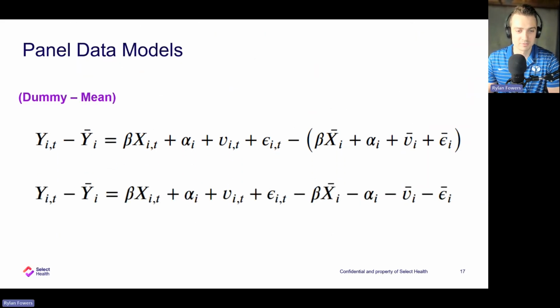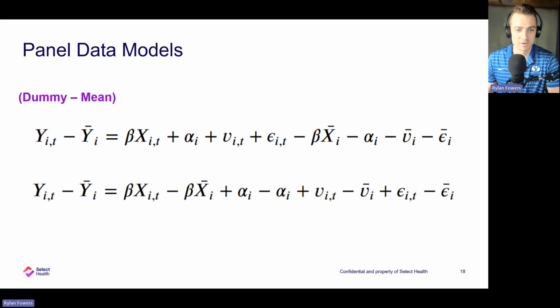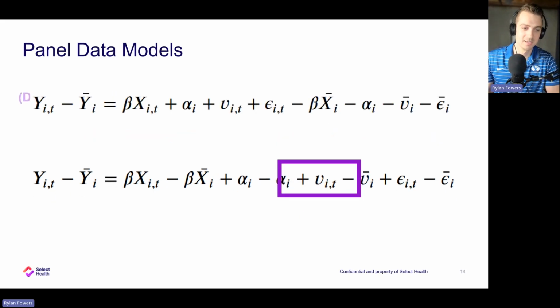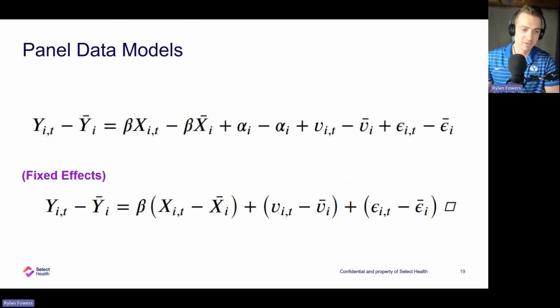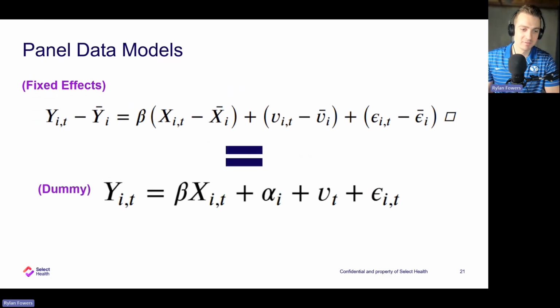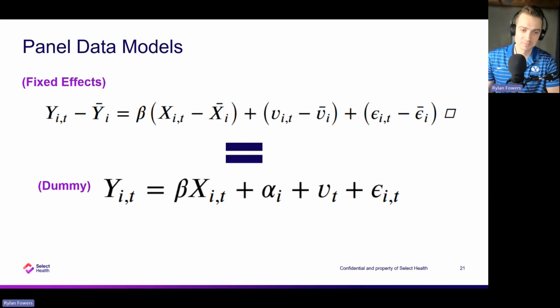And we can distribute through the negative sign, rearrange the terms, and what's that? We have a plus alpha i and a minus alpha i. Those, of course, cancel out. And that is how we get to what is called the fixed effects panel data model, which is quite nice and is completely equivalent to our original dummy model. As we have just shown, we just demonstrated that these are the same. Our coefficients will be the same.